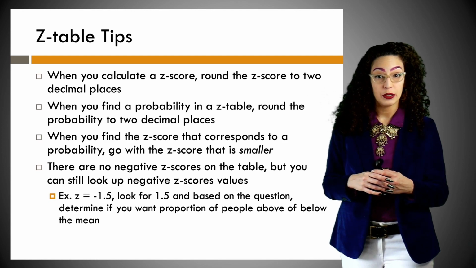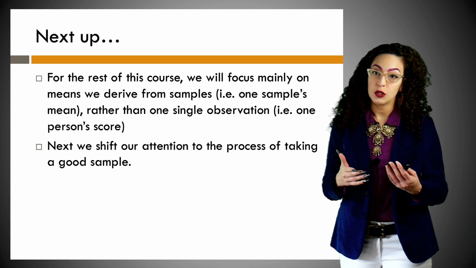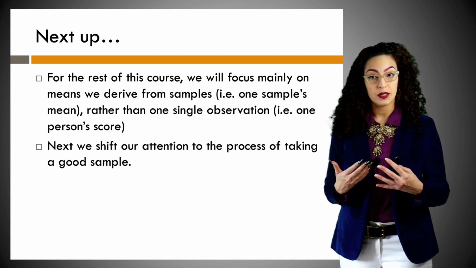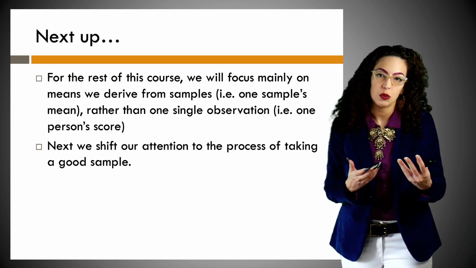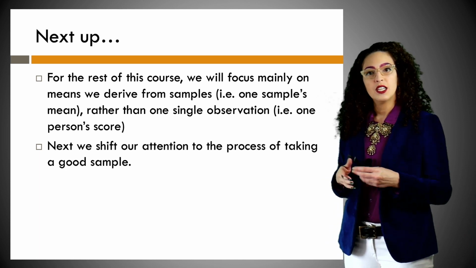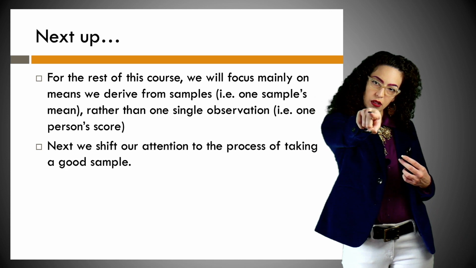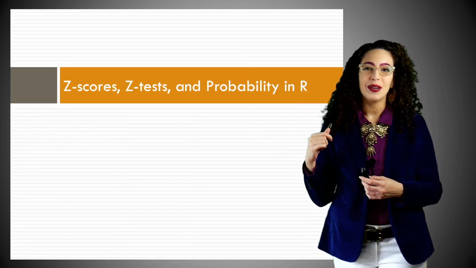Drawing the picture helps. So next up, and for the rest of this course, we will focus mainly on means that we derive from samples, from one sample's mean rather than just one single observation, which is just one person's score. Next, we will shift our attention to the process of taking a good sample. I will see you there. But not before we do some z-score, z-test, and probability in R really quick.